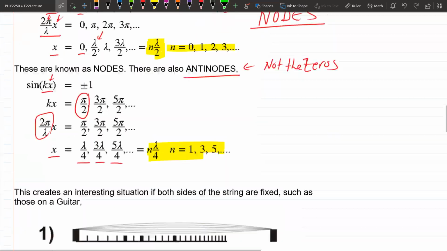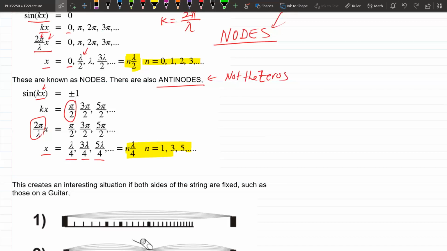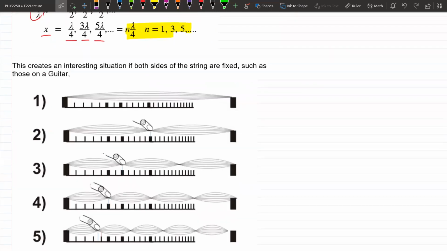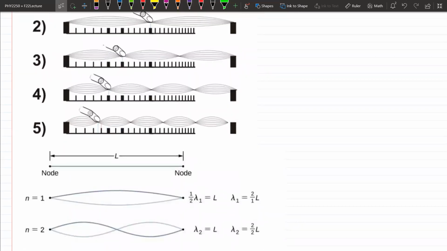All right. This creates some interesting situations. Let's say, those of you who play the guitar, when you pluck a guitar string, you have one possible way for the guitar string to vibrate, which is the one where n is equal to 1. And you have another way for the guitar string to vibrate where you have 2 lobes. You can have a case where there's 3 lobes, 4 lobes, and 5 lobes. So these are actually different sounds that the string can create.